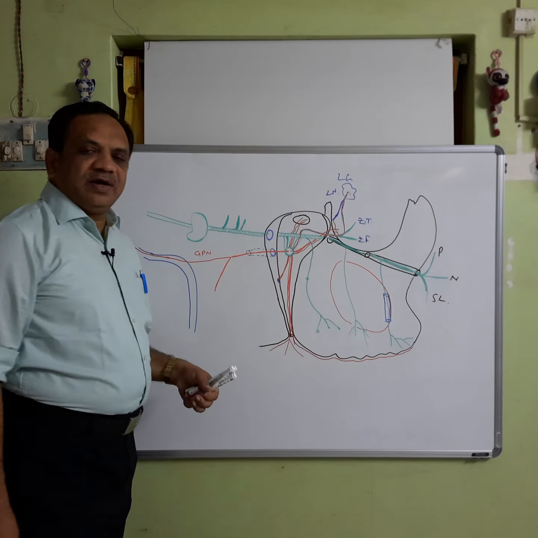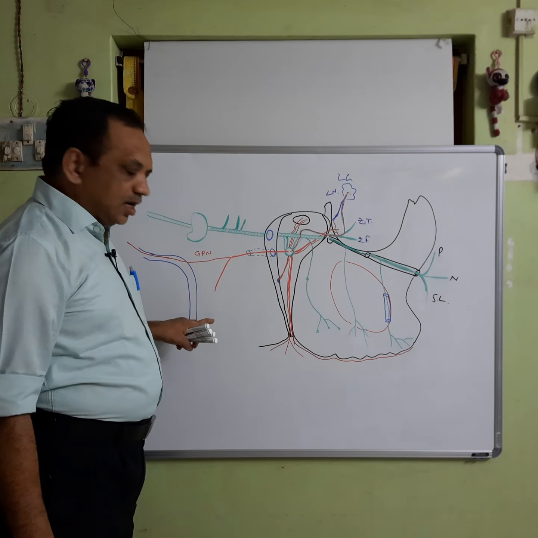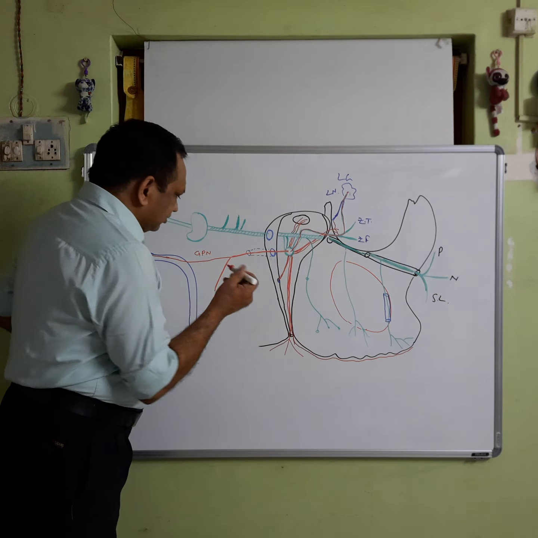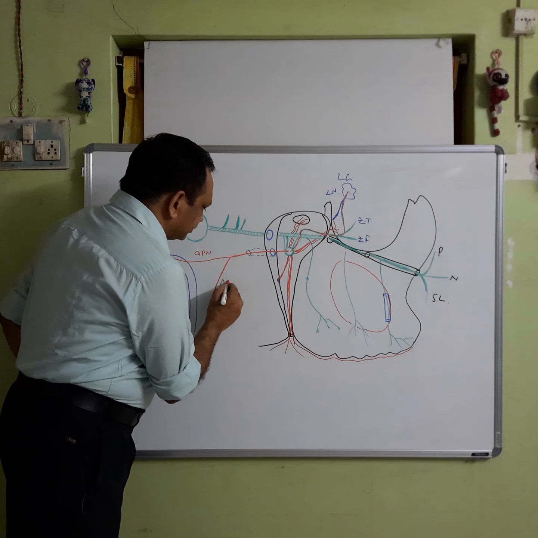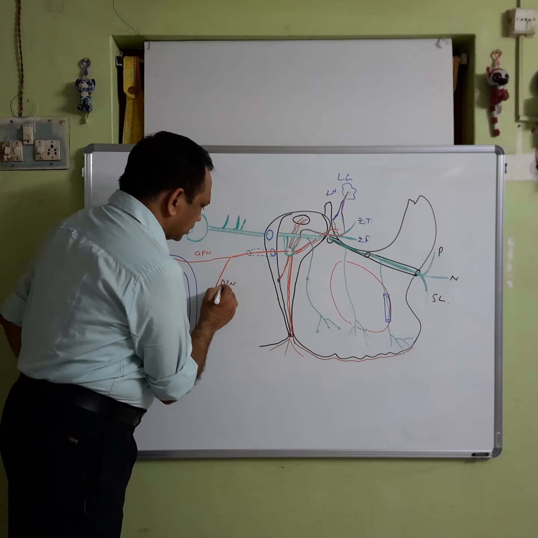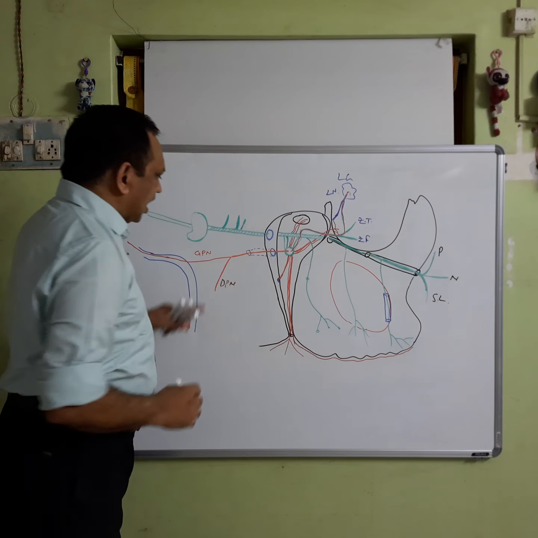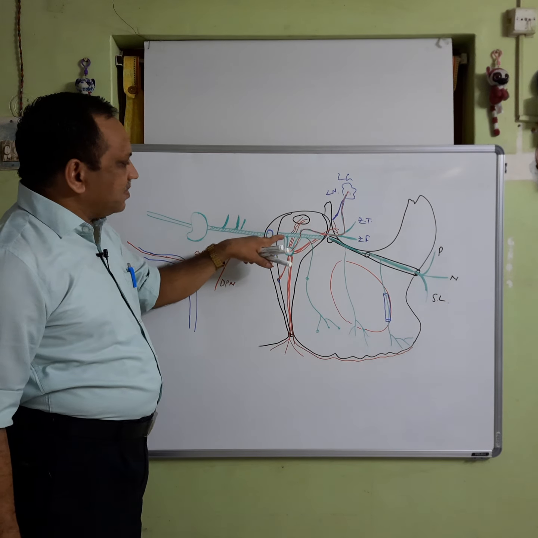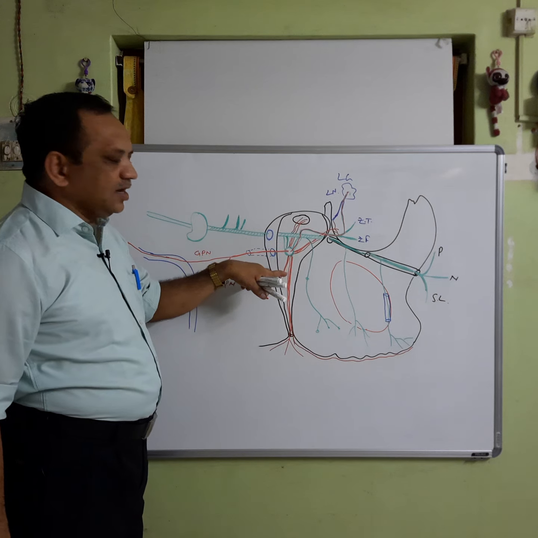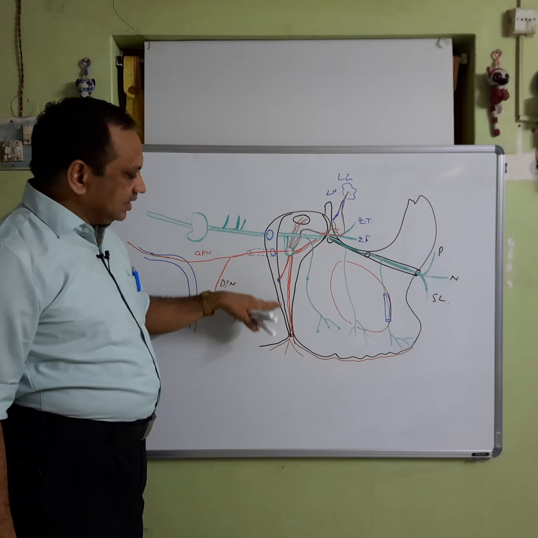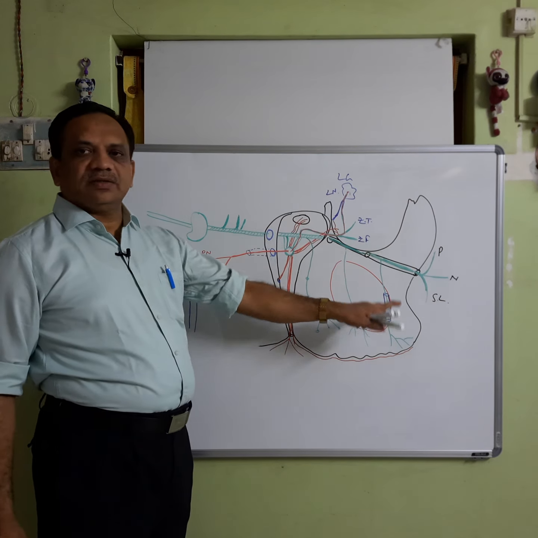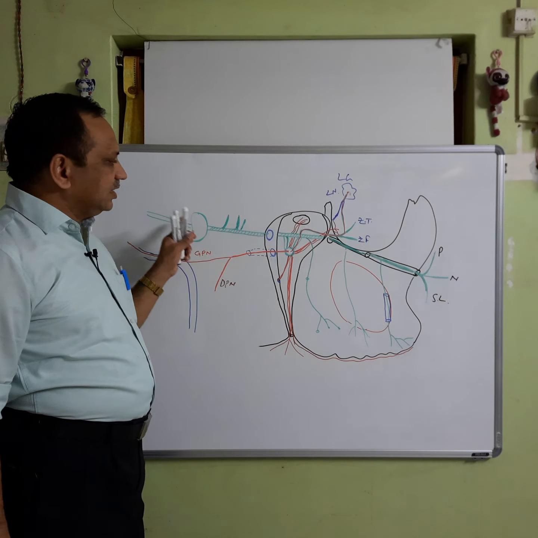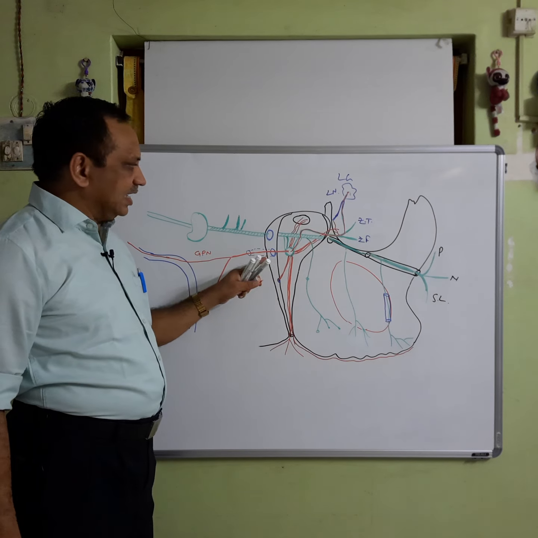So, the sympathetic fibers, they are from the internal carotid system, pass through this deep petrosal nerve. This is the deep petrosal nerve. And they pass through the ganglion like this. The sensory nerves of the maxillary nerve pass through the ganglion without relay, and they supply all these branches. So, this is about the maxillary nerve and the pterygopalatine ganglion.